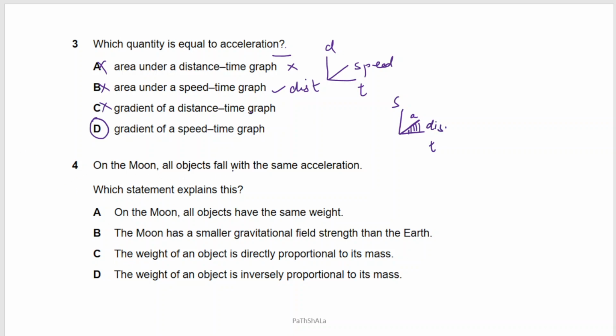Fourth, on the moon all objects fall with the same acceleration. Acceleration is the same. So obviously the objects cannot have the same weight because gravity is changing. The moon has a smaller gravitational field strength than Earth. That is true, but this is not the explanation to the question. The weight of an object is directly proportional to its mass. Yes, W is equals to mg. So weight and mass are directly proportional. So this is the answer. D, the weight of an object is inversely proportional. This statement is wrong.